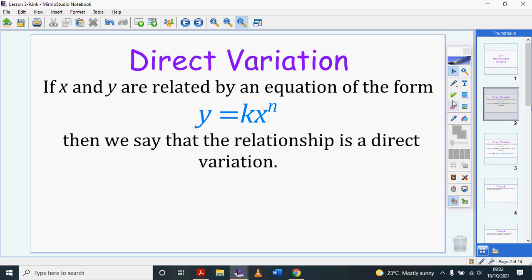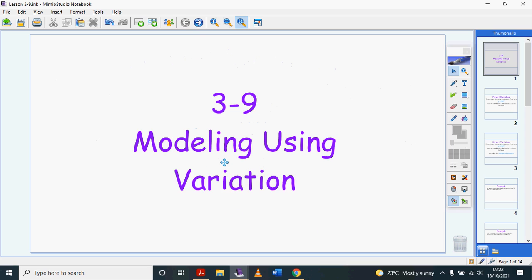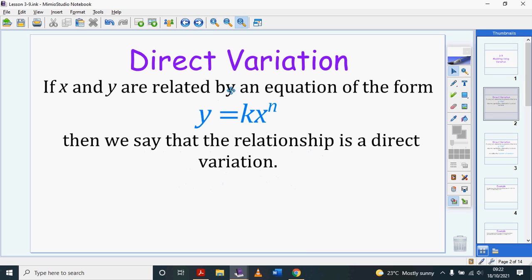So we start by talking about direct variation, and what we're looking at today is how we can model different situations using variation. And we'll start that with direct variation. Some words that you've used before relating to this idea are proportion, direct proportion or inverse proportion, and I think we can all agree that we've heard about proportions before. So that's just what we're talking about today.